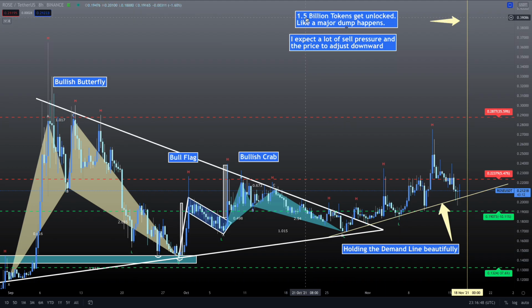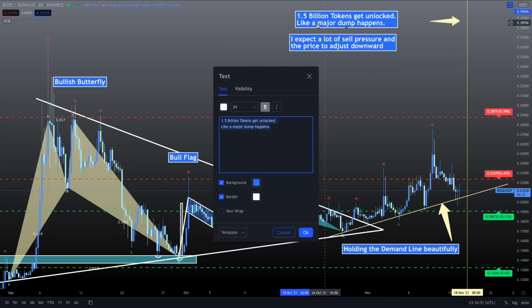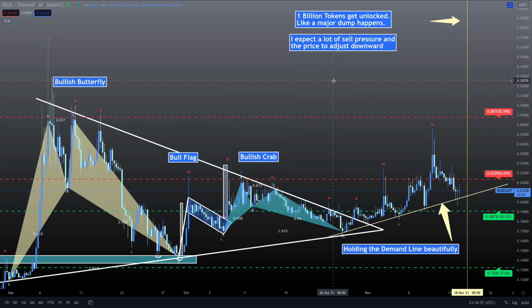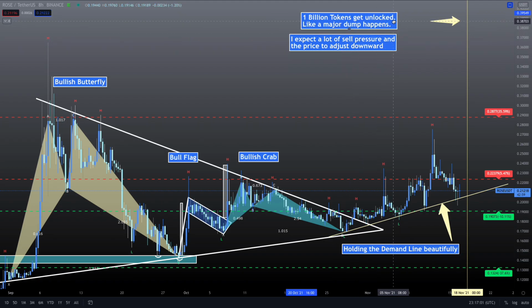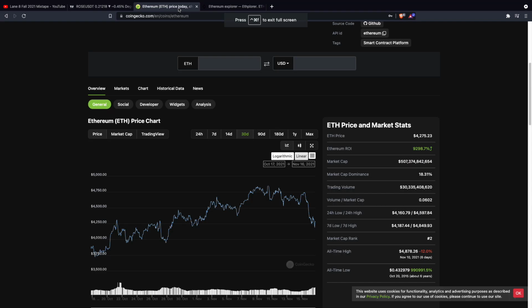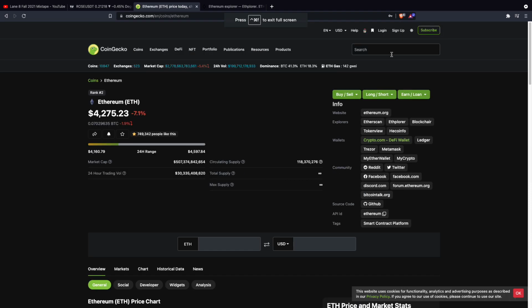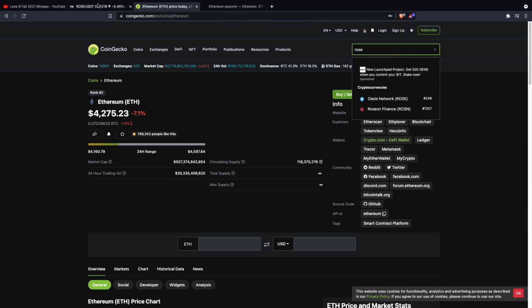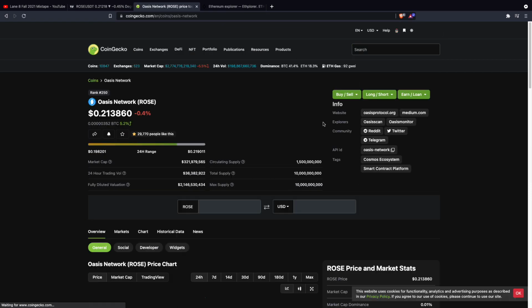going to be a massive, it's not actually $1 billion token dump, sorry, $1.5 billion token dump. It's a $1 billion token dump, and that's going to happen tomorrow. So I expect a lot of sell pressure coming up, and the price will likely adjust downward. So let's go into where to find the tokenomics.